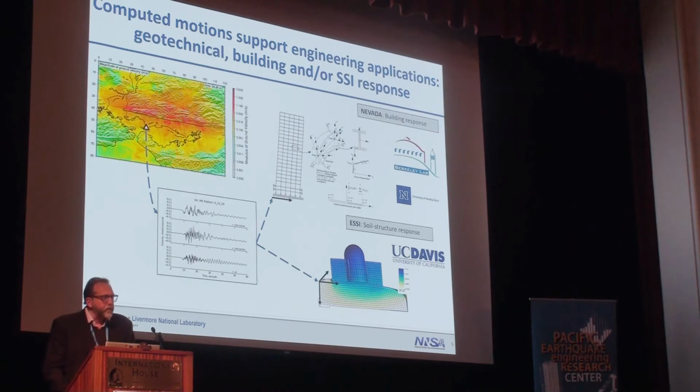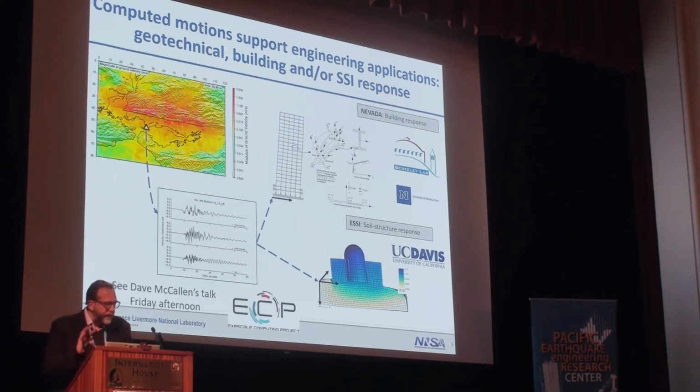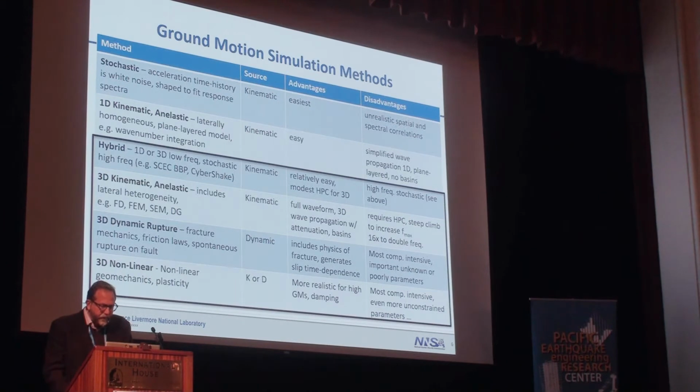An outline of what we're doing is running these large regional scale 3D simulations, generating ground motions on a grid, and they can be used to look at how structures respond in nonlinear fiber type finite element modeling or in a coupled soil structure interaction. And Dave McCallen, who leads our effort in the DOE Exascale Computing Project, I believe will touch on this tomorrow, but that's an example of the use.